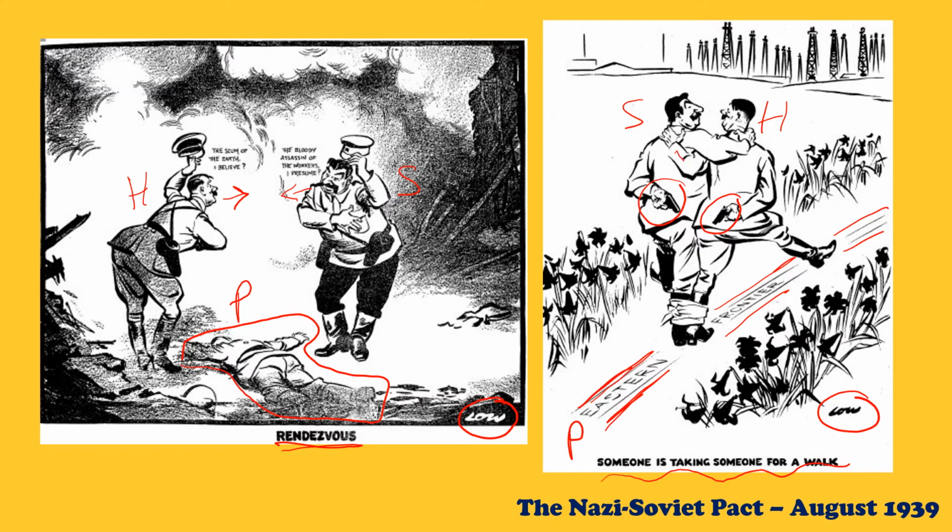So again, Stalin and Hitler acting like they're busy mates, whereas secretly, behind it all, they're very, very suspicious of each other.